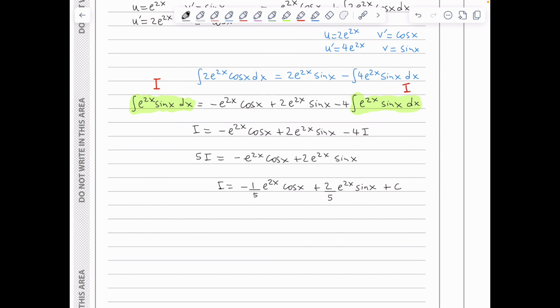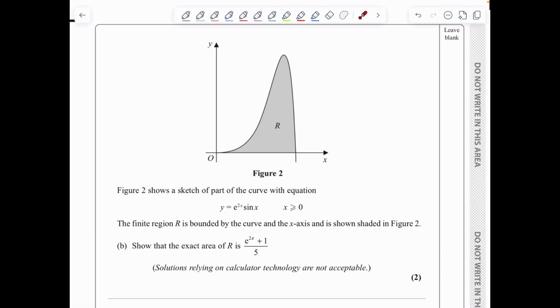In part B, we are asked to find the exact area of the finite region R, shown shaded here. The equation of the curve is y is e to the 2x sine x. I will start by finding the cut on the x-axis, which I will call P.